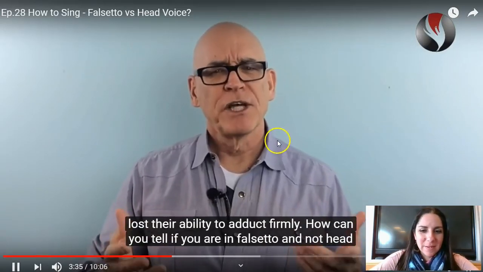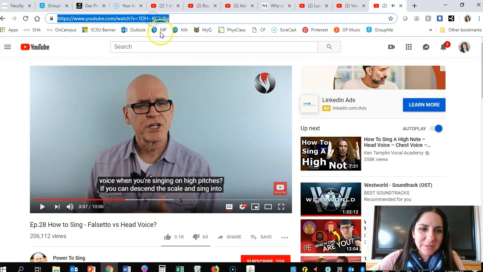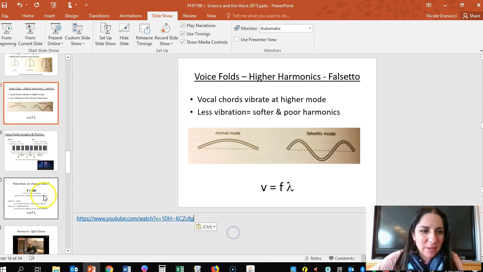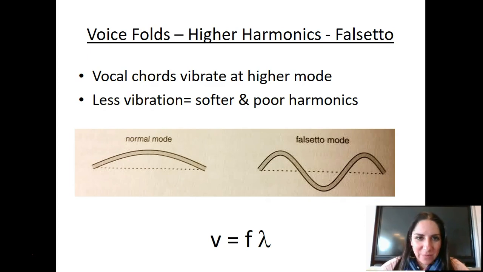How can you tell if you are in falsetto and not head voice? This video is pretty interesting. We're not going to watch the whole thing. I'm just going to change this link right here. Anyway, you can learn about head voice as well. So the biggest thing is that this makes a standing wave, which is pretty cool, and I like that video because it shows that.